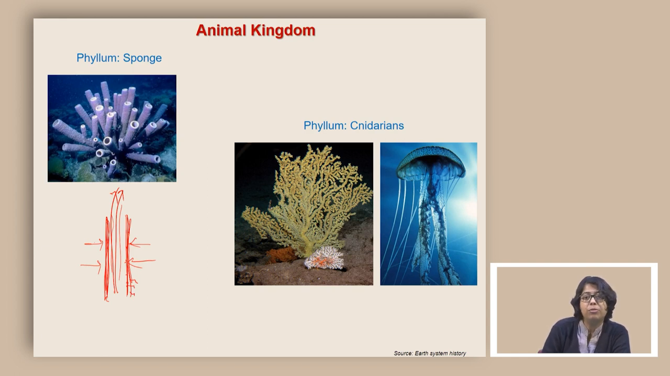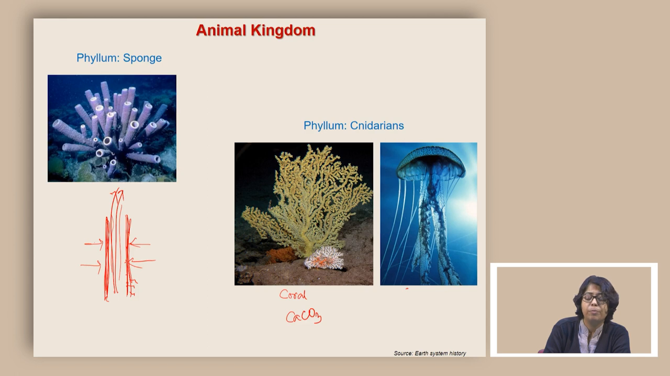The second group that we are going to talk about is called cnidaria. It includes the corals and the jellyfishes. And these jellyfishes and corals look very different because the corals actually have a calcium carbonate structure and it looks quite hard. On the other hand, jellyfishes do not have any exoskeleton to speak of.